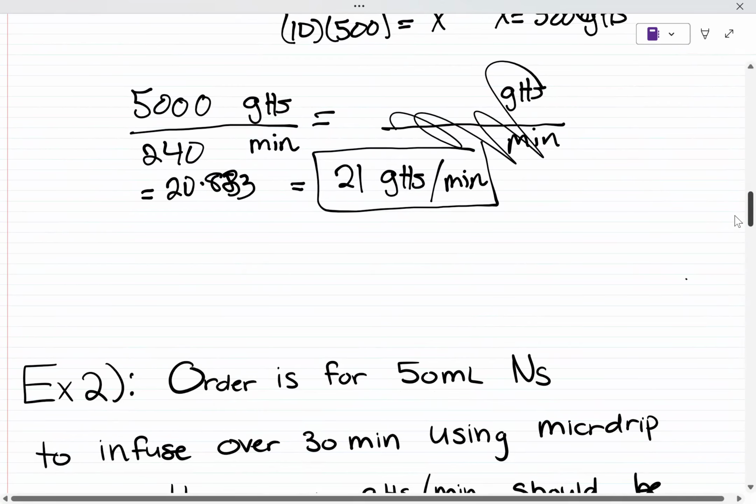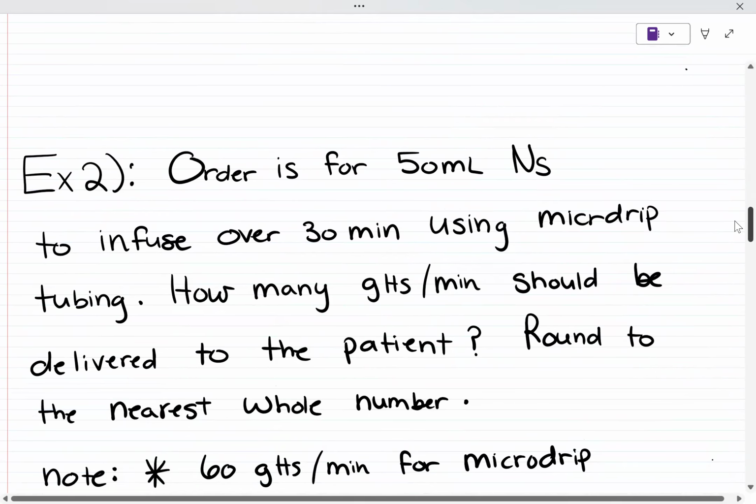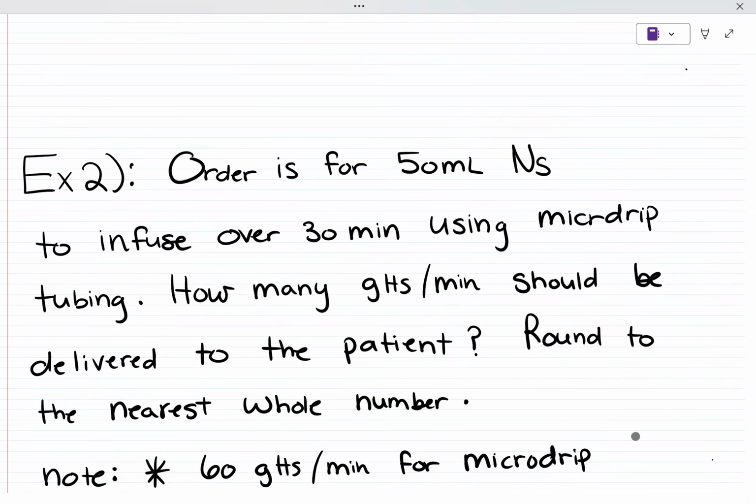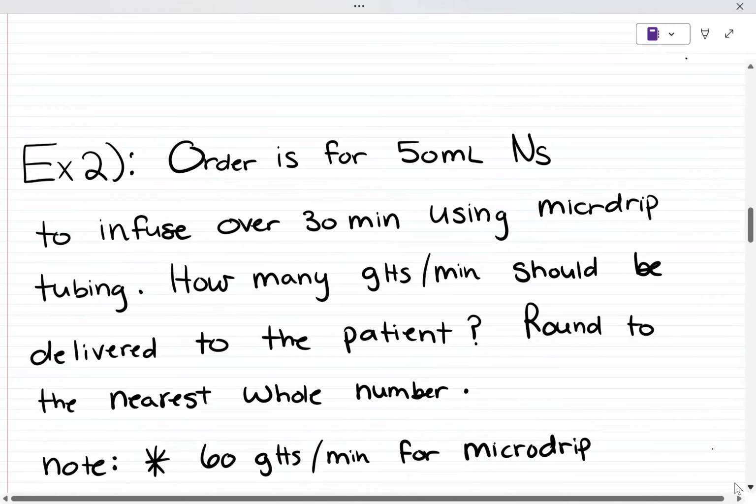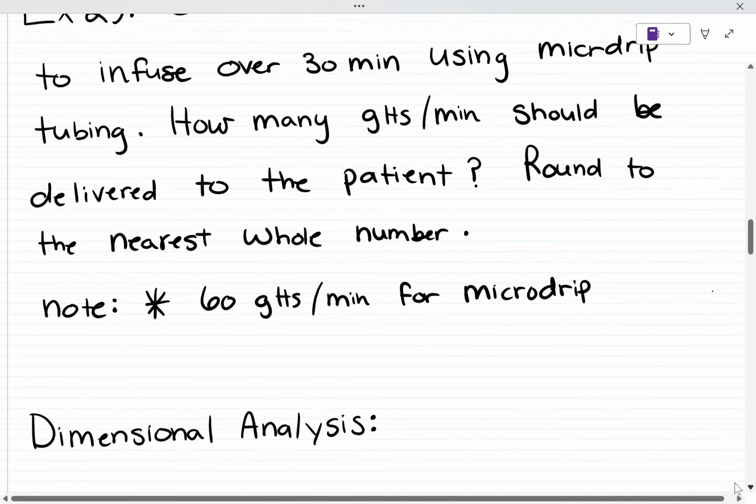Okay, let's do example 2. In example 2, the order is for 50 milliliters NS to infuse over 30 minutes using micro drip tubing. How many drops per minute should be delivered to the patient? Round to the nearest whole number. Note, it's 60 drops per minute for a micro drip. That's something you must know. I wrote it in the beginning, but I wrote it again.